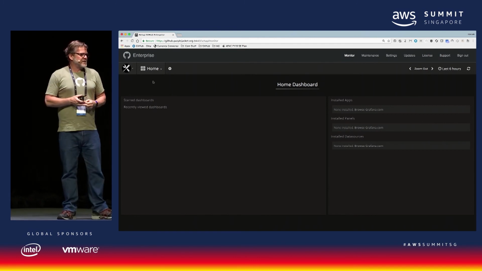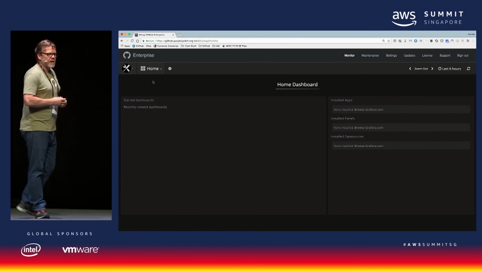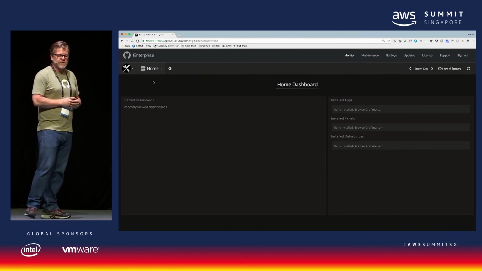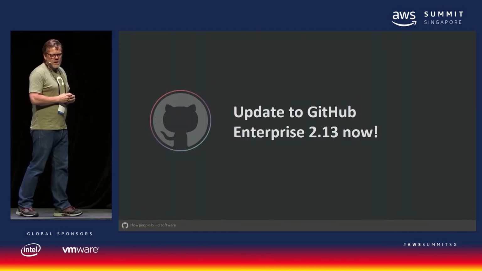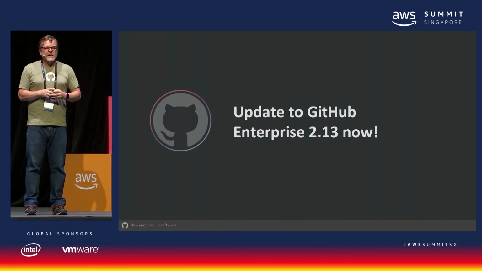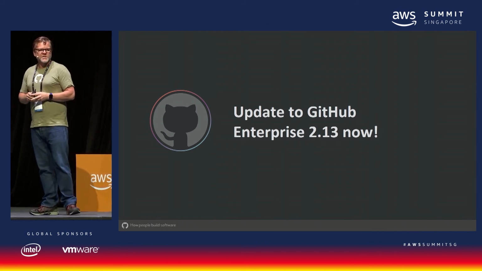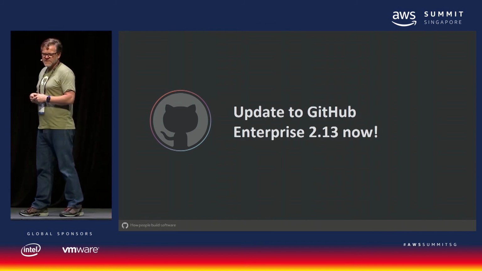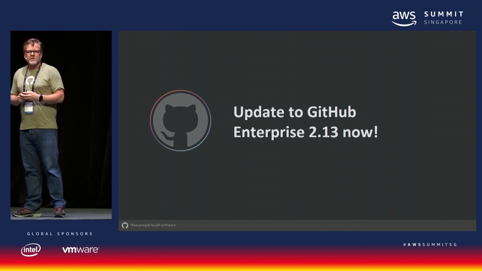So we want to have the ability eventually to plug your own applications and your own metrics monitoring into the system. The good thing about all this, as I said already, is that it's all available now in GitHub Enterprise 2.13. We released it last Wednesday, and that's enough for an update on GitHub for now.